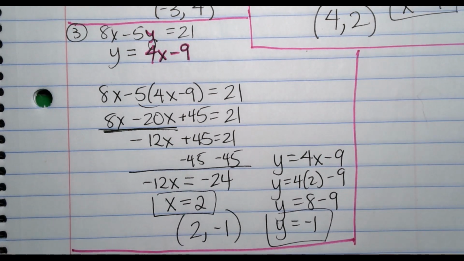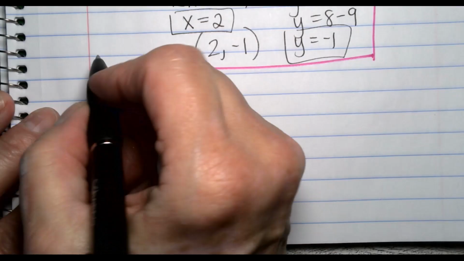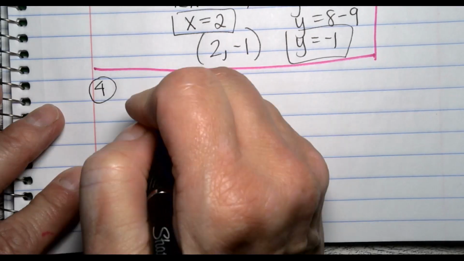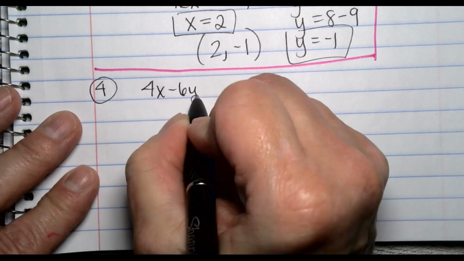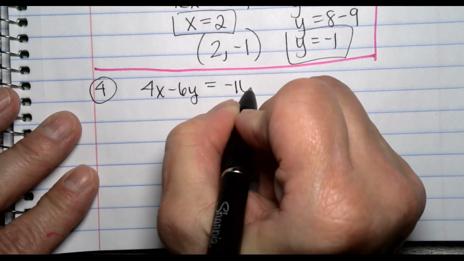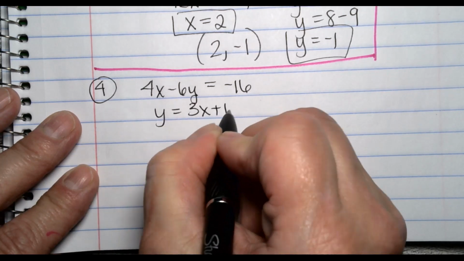Number 4. There are 6 of these. Number 4 is 4x minus 6y equals negative 16. Y equals 3x plus 19.